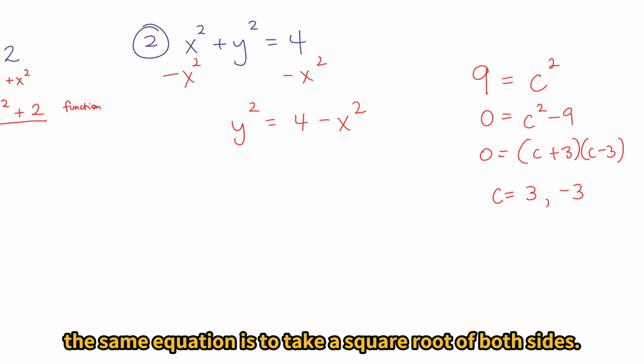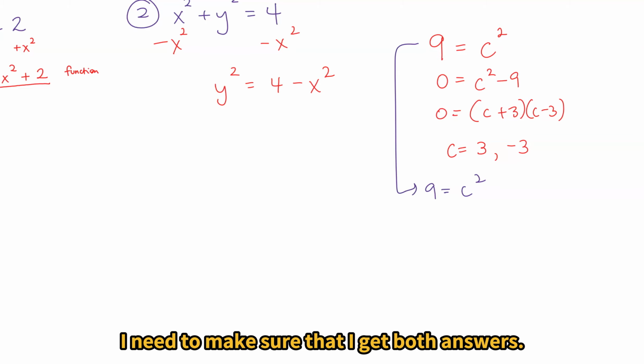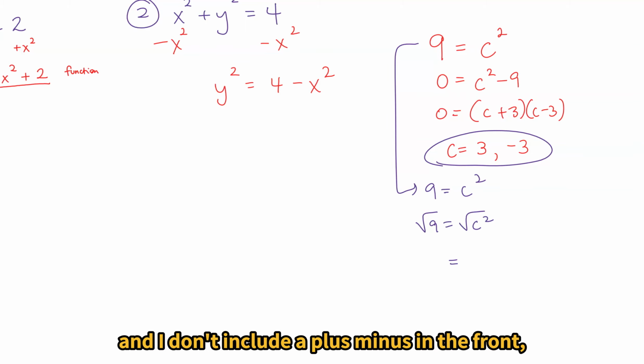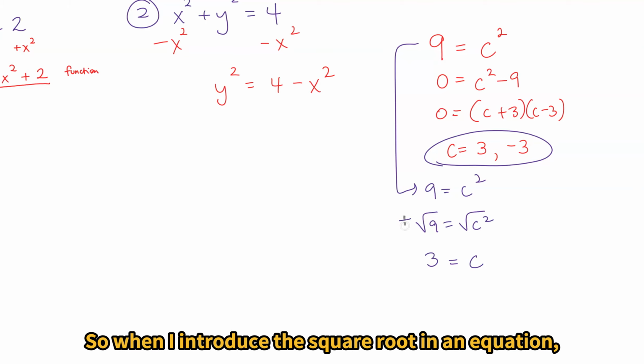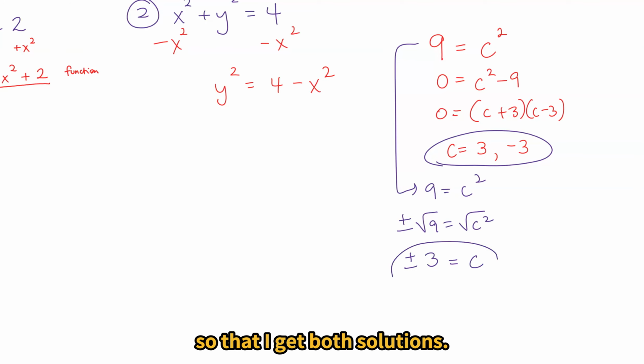Another way to consider the same equation is to take a square root of both sides. When we introduce a square root, now remember, this is the same equation, right? I need to make sure that I get both answers. Well, if I take a square root and I don't include a plus minus in the front, I only get the positive solution. I only get the principal root. So when I introduce the square root in an equation, I have to make sure I have a plus minus in the front so that I get both solutions.